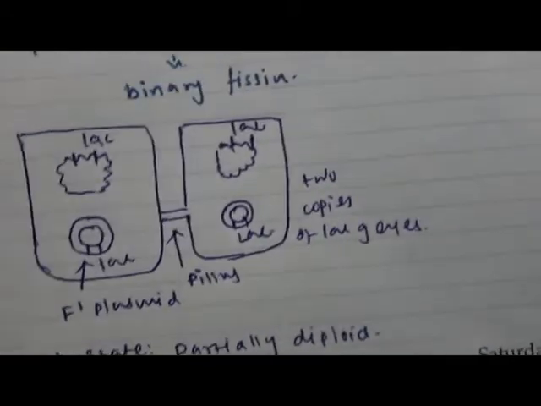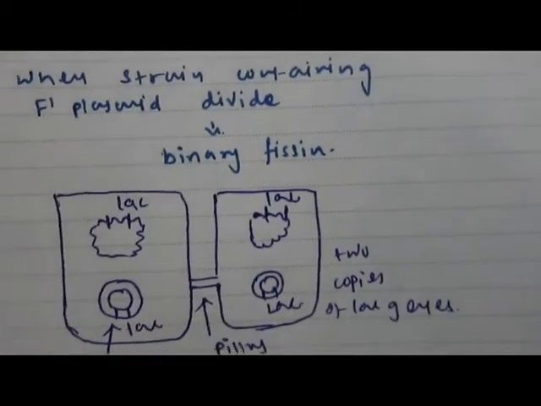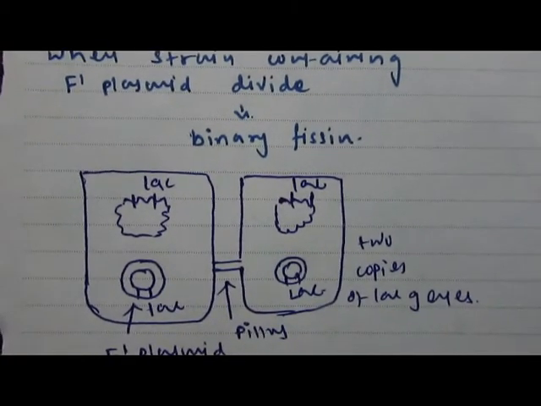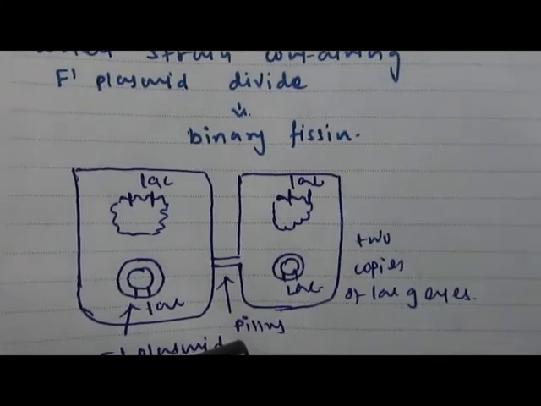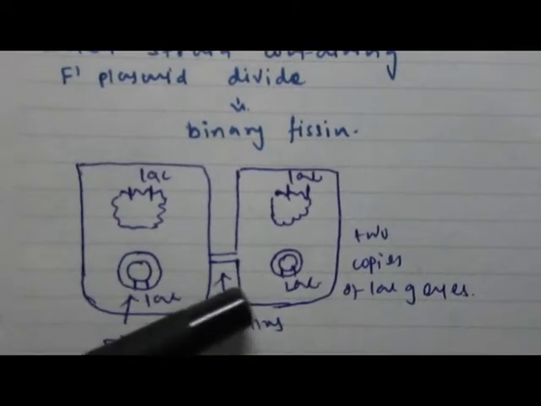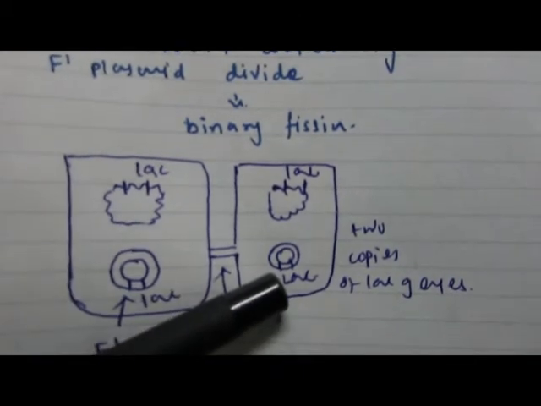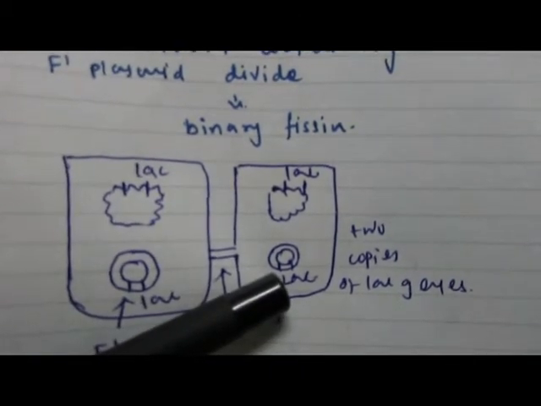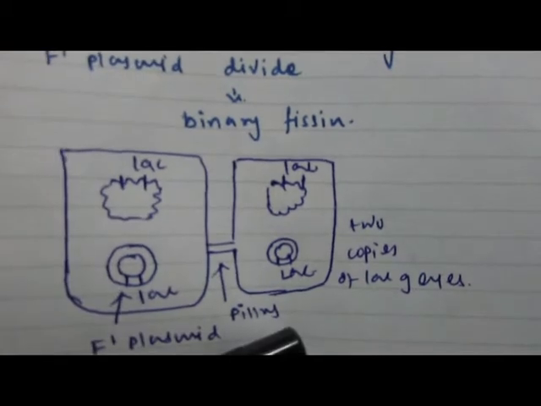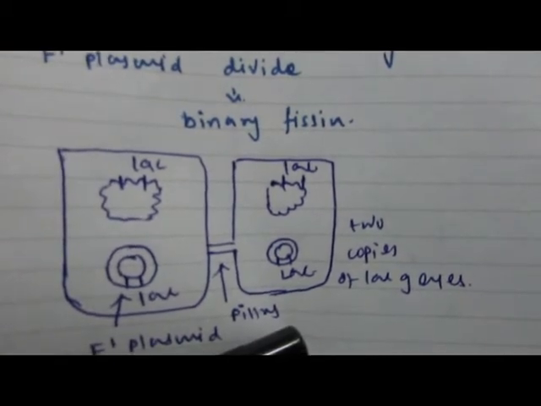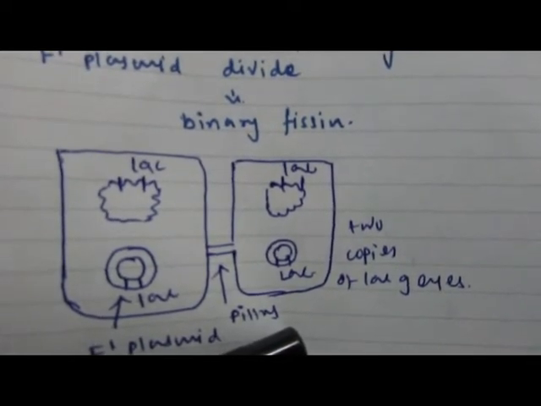So when these diploid genes are present in F dash plasmid and such type of cells are dividing via binary fission, then via the formation of pilus, this F dash factor is also transferred to the newly formed daughter cells, and these daughter cells again contain two copies of lac genes, and this is particularly a diploid or partially diploid state, or we can say that it is a merozygote state of E. coli cells in Lactose Operon system.